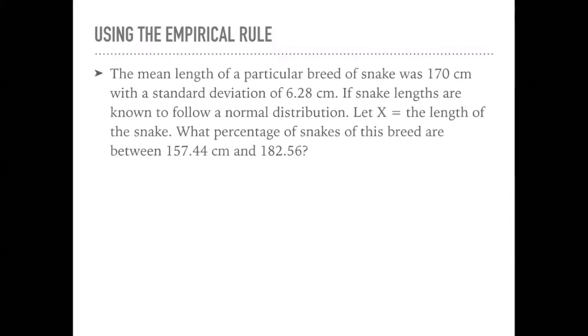So an example using the empirical rule. The mean length of a particular breed of snake is 170 centimeters. So this is our value for mu, with a standard deviation of 6.28 centimeters. So that is my value for sigma. If snake lengths are known to follow normal distribution, let x equal the length of the snake. What is the percentage of snakes of this breed that are between 157.44 centimeters and 182.56 centimeters? So thinking how many standard deviations away, we're really thinking, what is my z-score for each of these values?